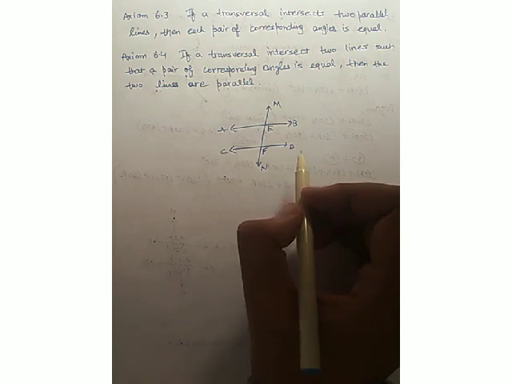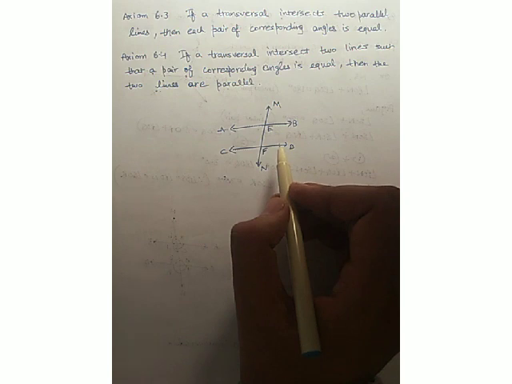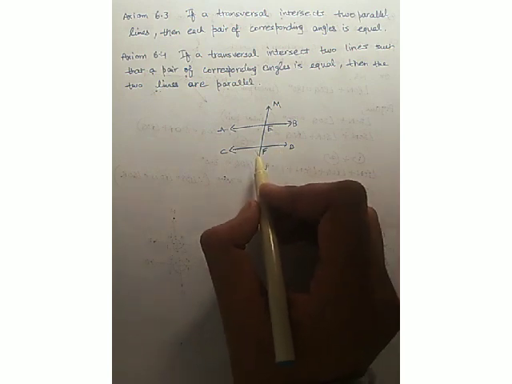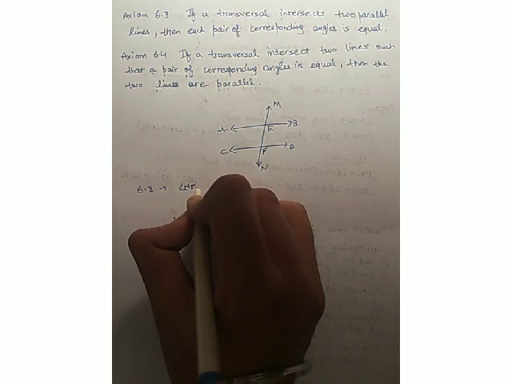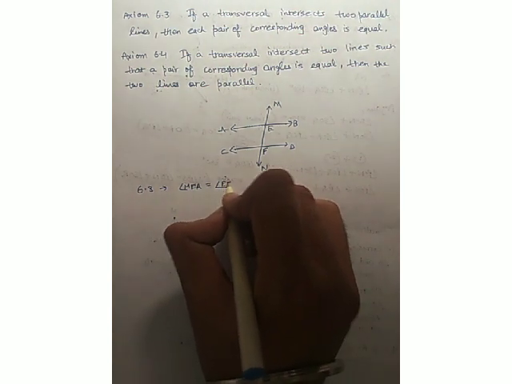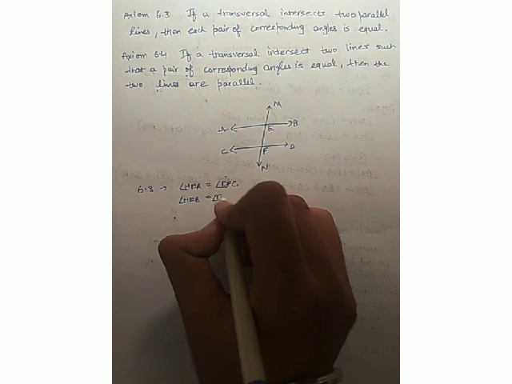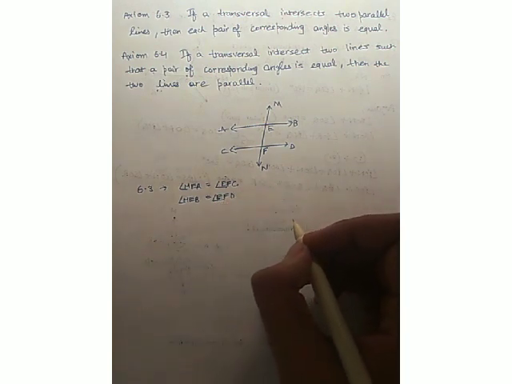If it is given that a transversal is intersecting two parallel lines, only parallel lines, then it is automatically understood that the corresponding angles are equal. So according to axiom 6.3, angle MEA will be equal to angle EFC, and the other pair, angle MEB, will be automatically equal to angle EFD. So this is what axiom 6.3 is stating.